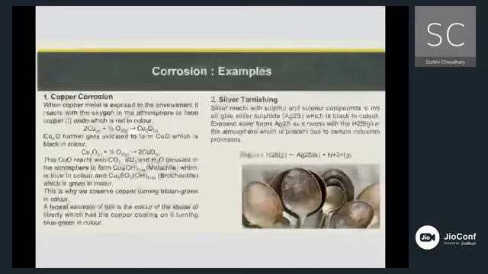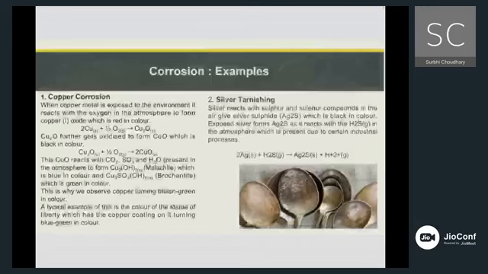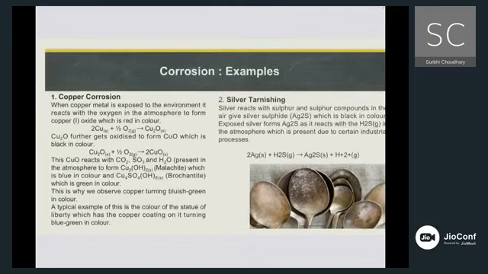First, I want to move towards corrosion examples. There are certain examples of corrosion, the most common ones, which we can easily see in nature. First of all is copper corrosion. Copper, when exposed to the environment, reacts with the oxygen present in abundance in the atmosphere.